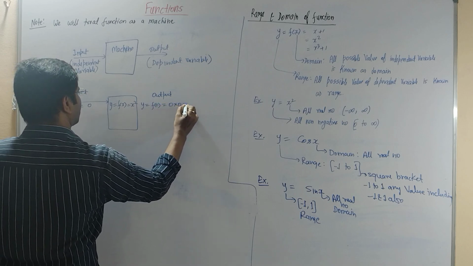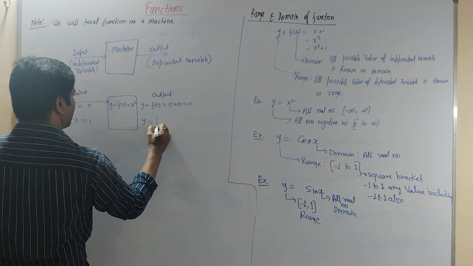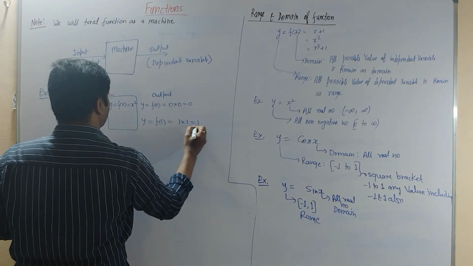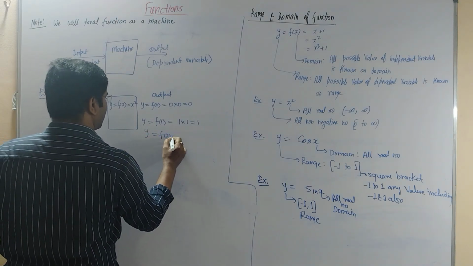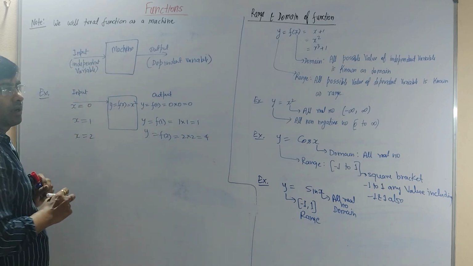Output is 0 into 0, that is 0. You put x equal to 1. So what is output? y equal to 1, that is equal to 1 into 1, that is 1. x equal to 2. What is y? That is 2 into 2. So this is 4. So accordingly it will convert.